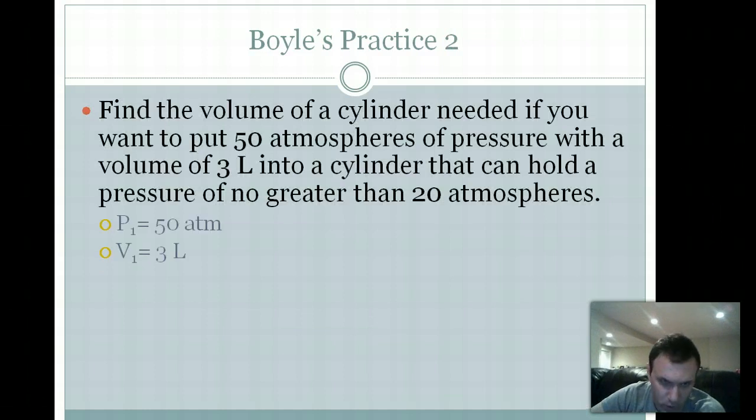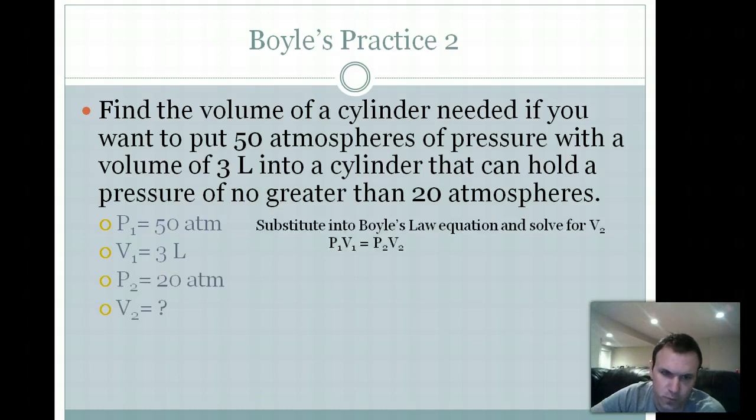Here's another problem where if you read the question, you have 50 atmospheres of pressure, volume of 3 liters, pressure is 20 atmospheres, so what's the final volume, just as before. Substitute in 50 times 3 divided by 20, and you should get 7.5. All right, that's Boyle's Law. Very straightforward, an inverse relationship between pressure and volume.